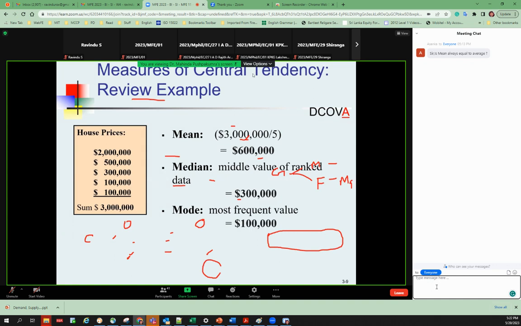Now this simple example shows how to calculate mean, median, and mode. Quickly see whether you can also get the same answer, and also you can give an interpretation for these three figures. Who can give an interpretation for these three figures? Any volunteer?